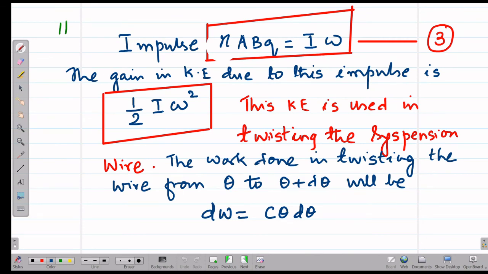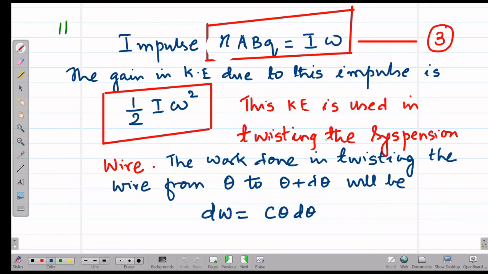Okay, so as the coil turns with this angular impulse, its angular velocity is increasing, so it will gain kinetic energy, and the kinetic energy will be half I omega squared. So what does this kinetic energy do? As the coil turns, this kinetic energy is used to twist the coil. So when it twists the coil, what will happen? Work is done by this kinetic energy in twisting the coil.